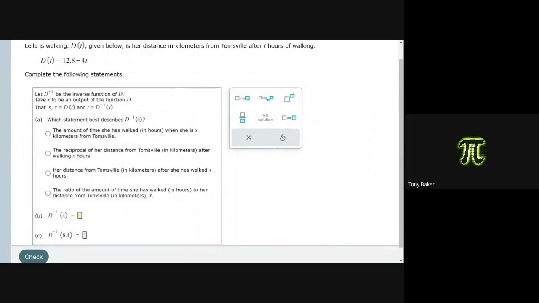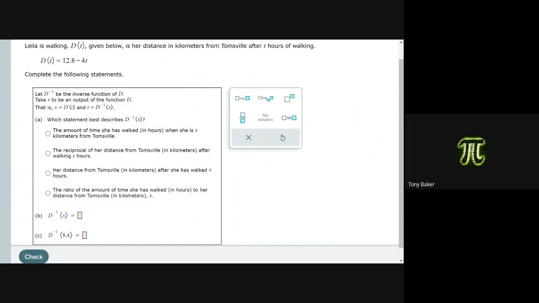Word problem. I can't write all that down. All right. Leela is walking. The function is her distance in kilometers from Tomsville after T hours of walking. So what is the X? In this case it's T, but what does the X value represent in this problem? Time, hours of walking, right? What's the Y value represent? Distance from Tomsville. Now, if I'm looking for the inverse, those switch.